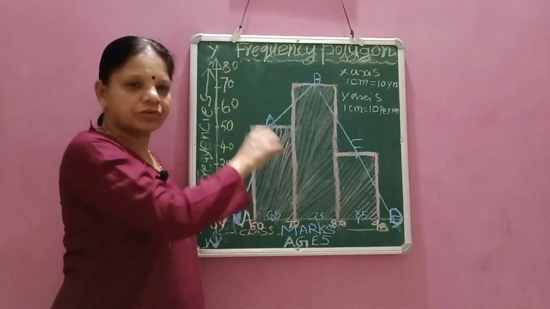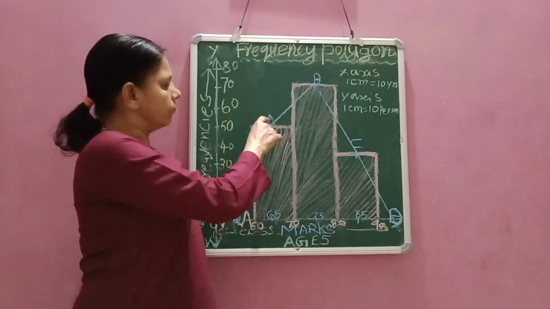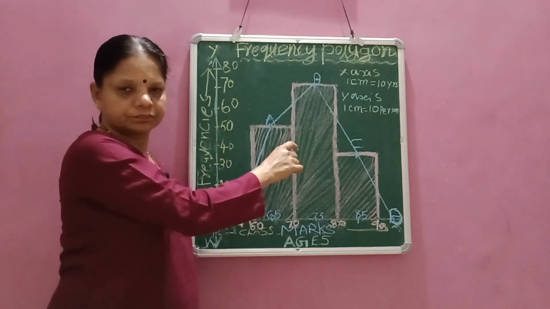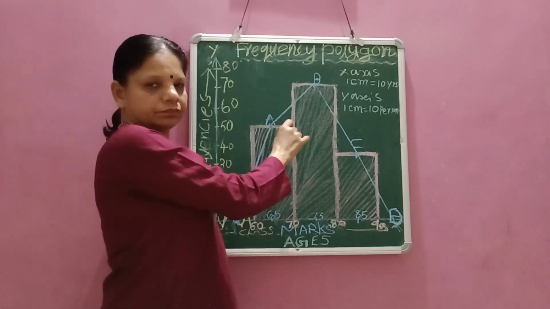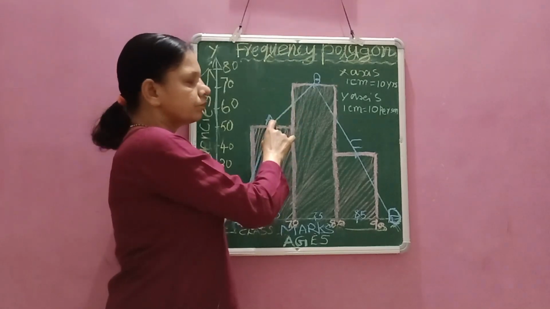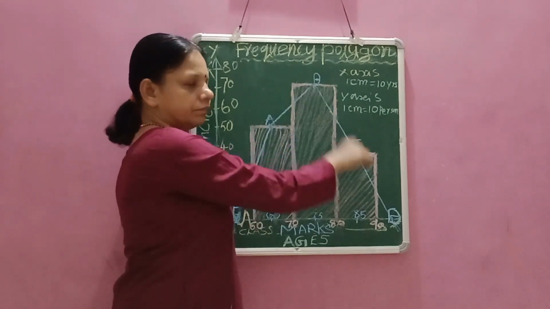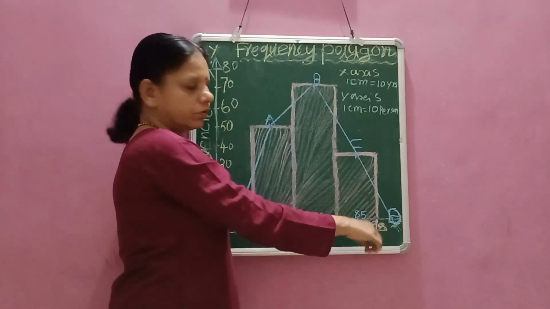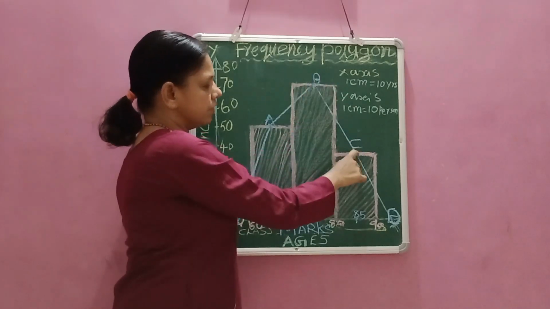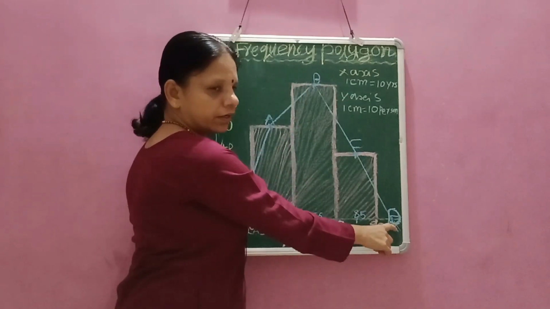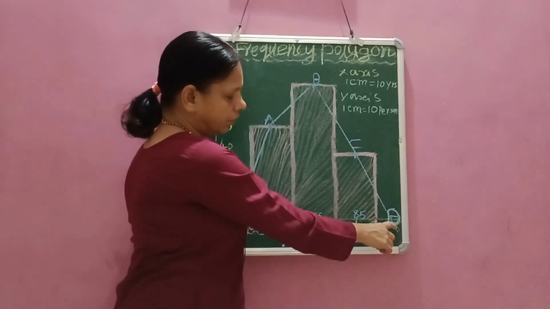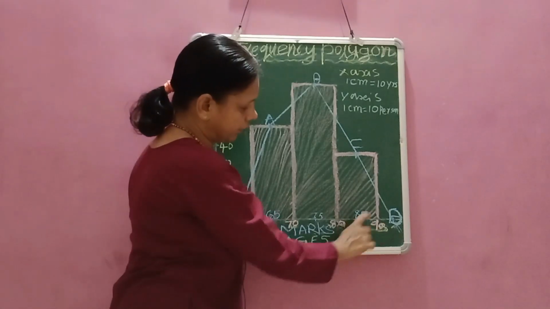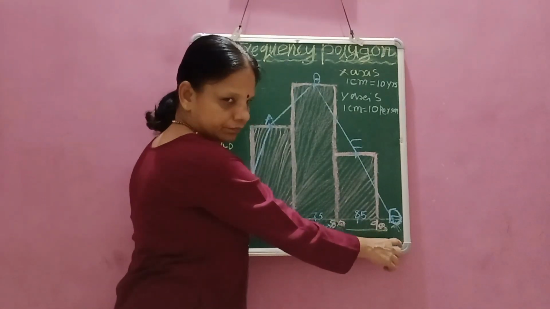So what you have to do after drawing the histogram: mark the midpoints of the horizontal line or width of the bar and join all these points by straight lines. Each consecutive point, one by one, you have to join. Join A and B, B and C, and D. Where does D come? D is the midpoint of the next class. That is the 80 to 90 class, midpoint 85. Then this D will be 95.